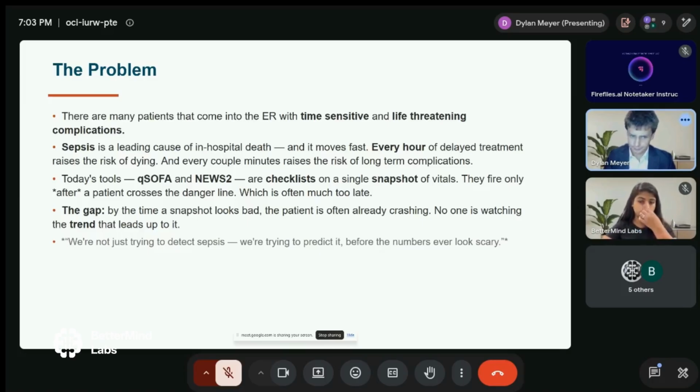What the medical field uses today is something called qSOFA and NEWS2. Those are just acronyms, and basically they're checklists of what the vitals are supposed to look like in a person who has a certain complication. Oftentimes when the doctors use this and they're alerted of a patient's vitals, it's too late. They've already crossed the danger line, and they will have complications for the rest of their life.